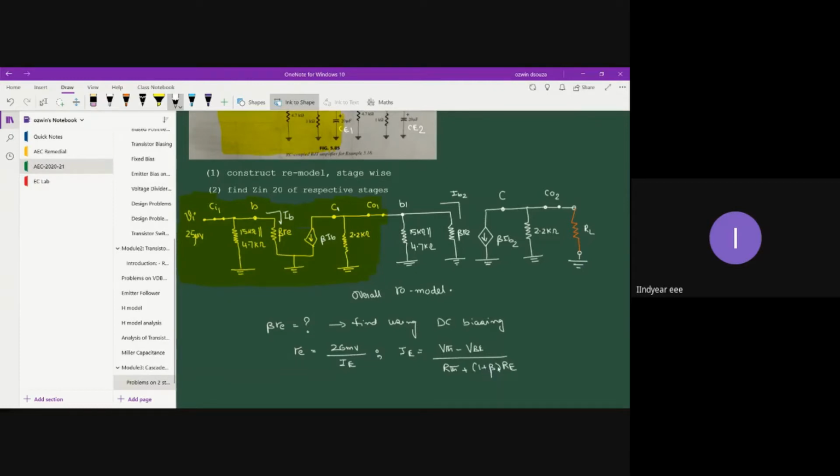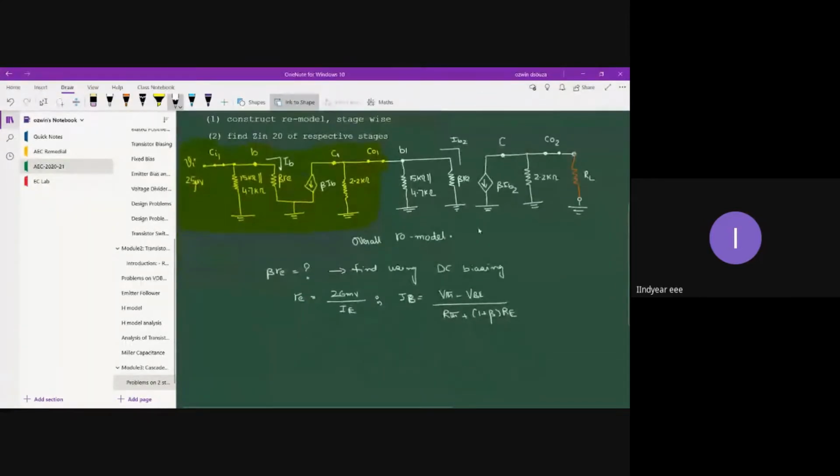Okay, so this is IB. Once IB is known, you can calculate IE. But what is VTH? VTH is VCC into R2 divided by R1 plus R2. VCC is 20 volts, which is given.